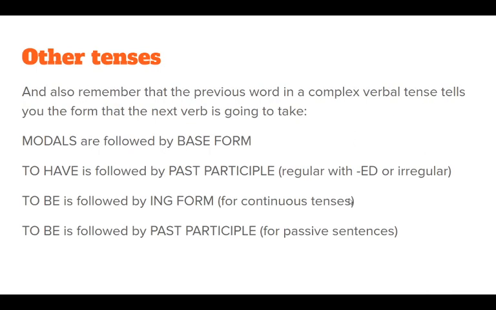And let's also remember that the previous word, or more specifically the previous verb in these complex verbal tenses, is the one that gives you the form of the verb that is going next, the verb that is following. So after modals, we have the base form. After to have, we have the past participle. After to be, if we are talking about continuous tenses, we have an ing form. And after to be, if we are talking about passive sentences, we have a past participle.